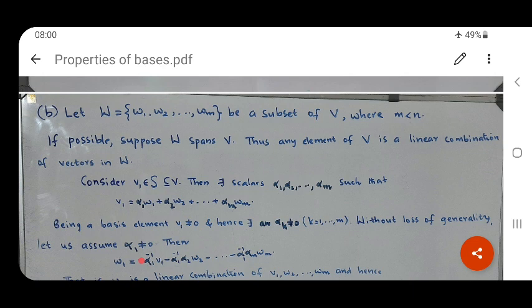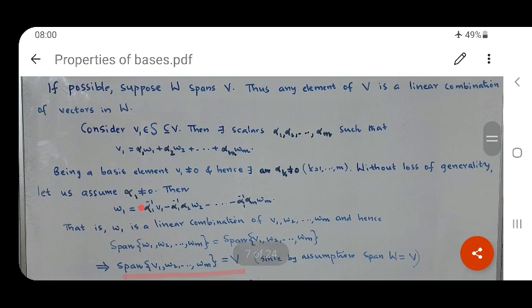Suppose it spans V. Then any element of V is a linear combination of the vectors in W. In particular, v1 is an element of V. Therefore, v1 can be expressed as a linear combination of the vectors of W. Therefore, there are scalars alpha 1, etc. alpha m, such that v1 equal to alpha 1 w1 plus etc. plus alpha m wm. And v1 is a basis element, therefore it is different from 0, because we know that any set containing the 0 vector is linearly dependent. And hence, it being different from 0, there is at least one alpha k which is different from 0. So without loss of generality, let us assume alpha 1 is different from 0.